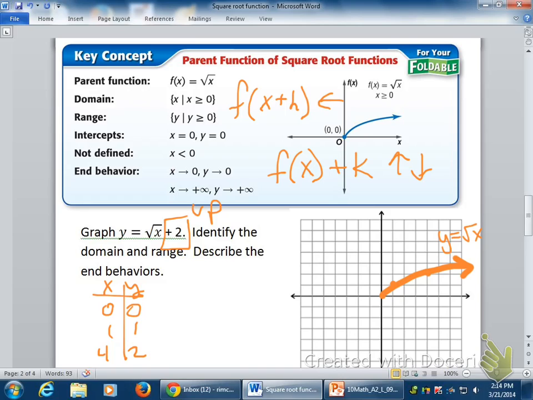But this specific function is going to be different. How is this function different? It's going to be the same function but moved up 2. So this one we're going to move up 2. I'll do that in blue. So instead of starting at 0, 0, I'm going to move it up 2. It's going to be 0, 2. Instead of being at 1, 1, it's going to be at 1, 3. And instead of being at 4, 2, it's going to be at 4, 4. And there's my function.